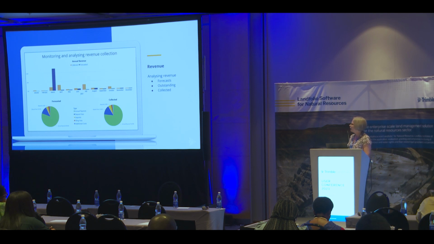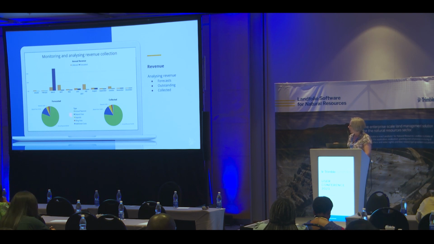All right, so next we're looking at monitoring and analyzing our revenue collection. So this first graph is a graph of the annual forecast and collection per month. And we can immediately see from this graph that something is not quite right here in March, right? So in that instance, what would be good is to be able to click on that graph and actually drill down and see what exactly happened there, because we expected to get that amount of money and we only got that. So obviously that's something worth investigating.